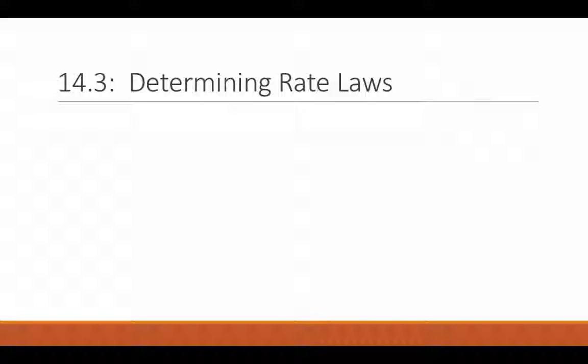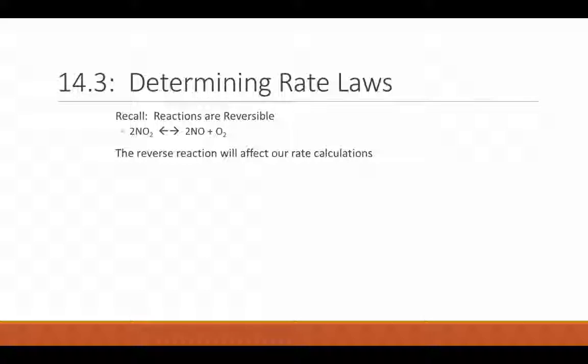As we saw previously, the rate of a reaction changes throughout the course of the reaction. Therefore, it's challenging to determine the rate at any particular point in a reaction. Recall too that reactions are reversible. This means that as soon as the forward reaction has proceeded by a certain amount, the reverse reaction will begin to become significant. This is problematic when we're trying to determine rate calculations, since we're trying to relate our rate to our concentration of reactant.